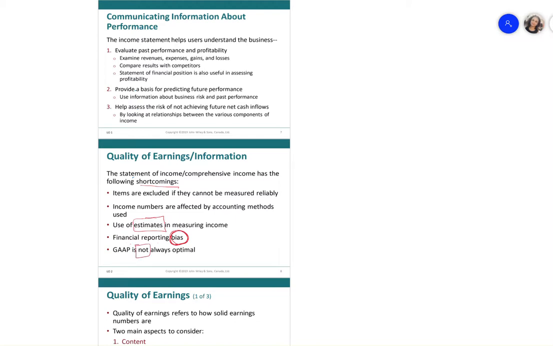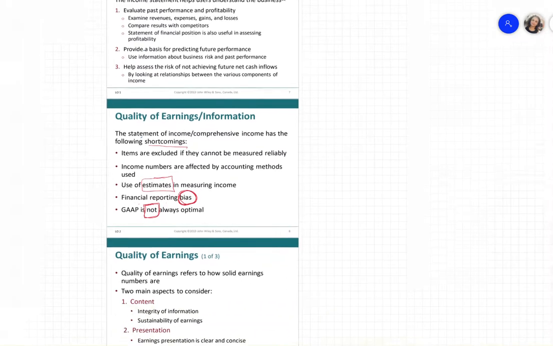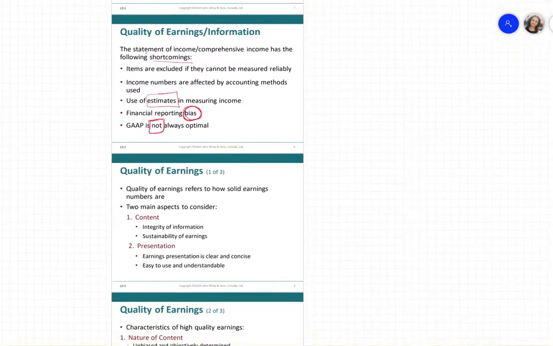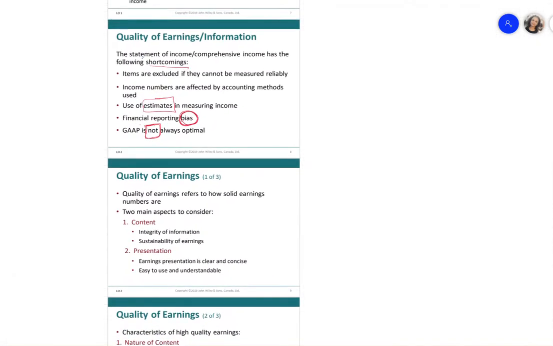Sometimes we follow GAAP to look for rules and standards, and sometimes there is no standard or principle that we can apply, so then it's all about judgment. That's what we learned in chapter 1. Going forward with the quality of earnings, there are two more main components we're going to talk about in detail. The first one is the content, and the second one is the presentation.